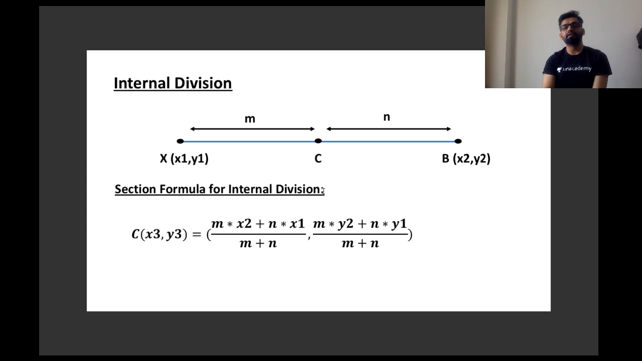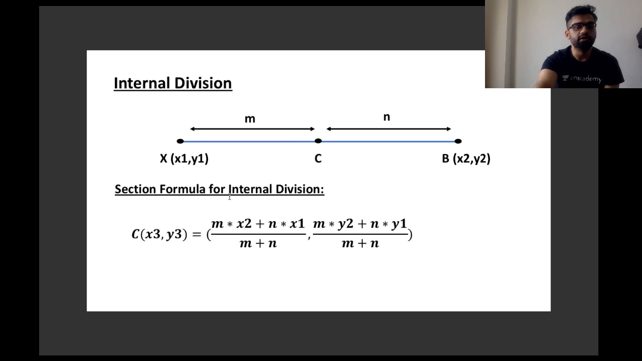Now let's assume that this point that we just talked about in between these 2 extreme points is not the midpoint, but it is dividing this line internally in the ratio m is to n. So there are 2 points, X with coordinates (x1, y1) and Y with coordinates (x2, y2). So this is B here. And C is in between on this line XB, which divides this line in the ratio m is to n.